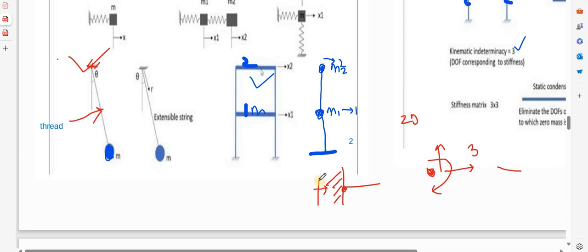No. Can it move in vertical direction? It cannot move. Can it rotate? It cannot move. So here the degree of freedom of this fixed point will be 0 because there is no movement.